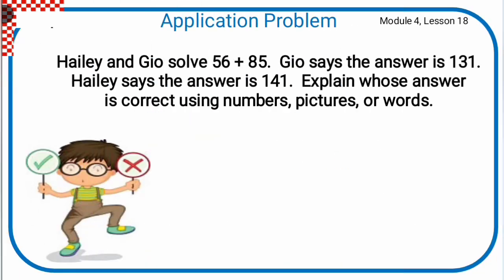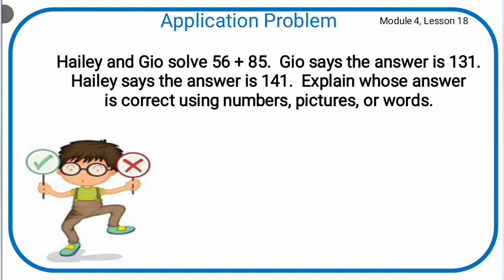Okay, now let's see the application problem for today. Haley and Jill solve 56 plus 85. Jill says the answer is 131. Haley says the answer is 141. Explain whose answer is correct using numbers, pictures, or words. Now, who do you think is correct? Jill says it's 131, Haley says it's 141.